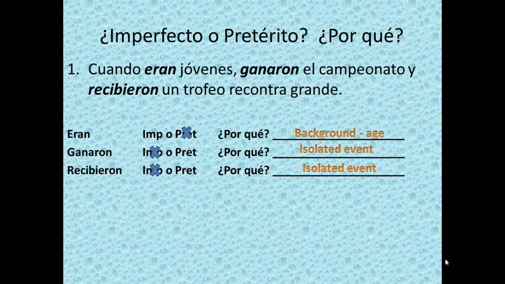Okay, put it on your calendar. Look at this sentence now. We look at cuando eran jóvenes. When they were young, could you put that on your calendar? When they were young? Not really. They won the championship? You could write it on the date it happened. They received a super big trophy? You could write it on the date that it happened. Yes, you could put that on the calendar.